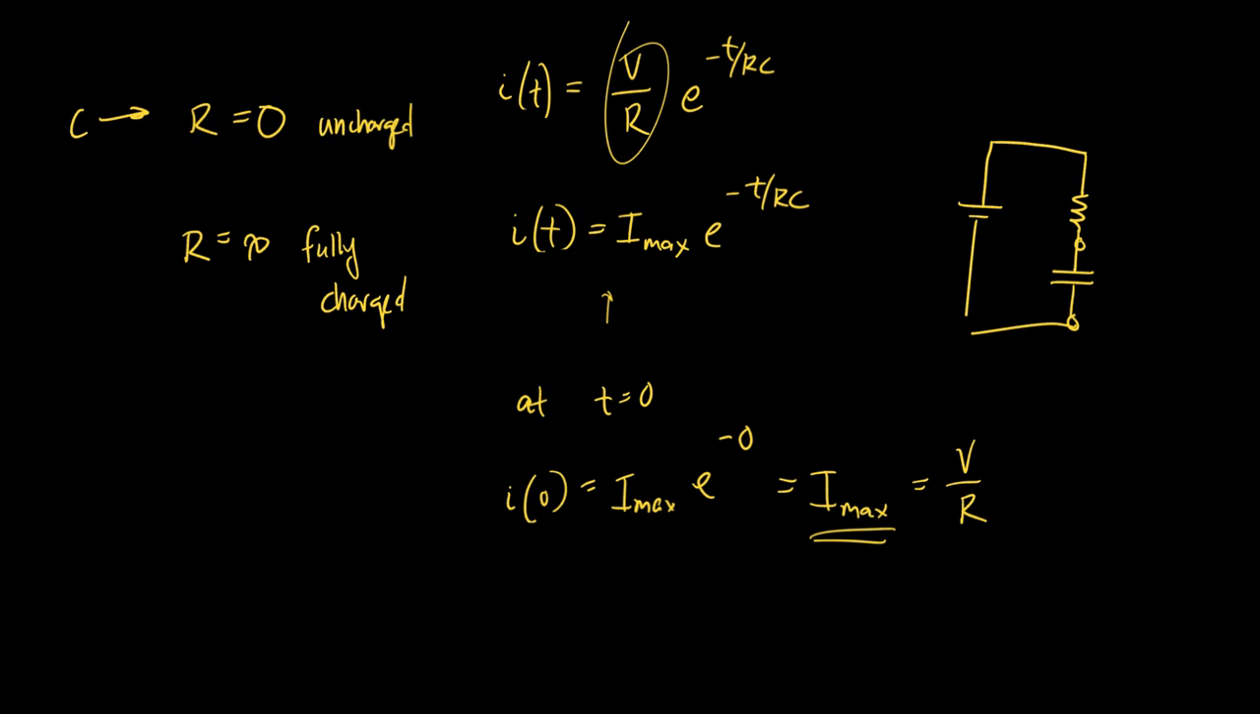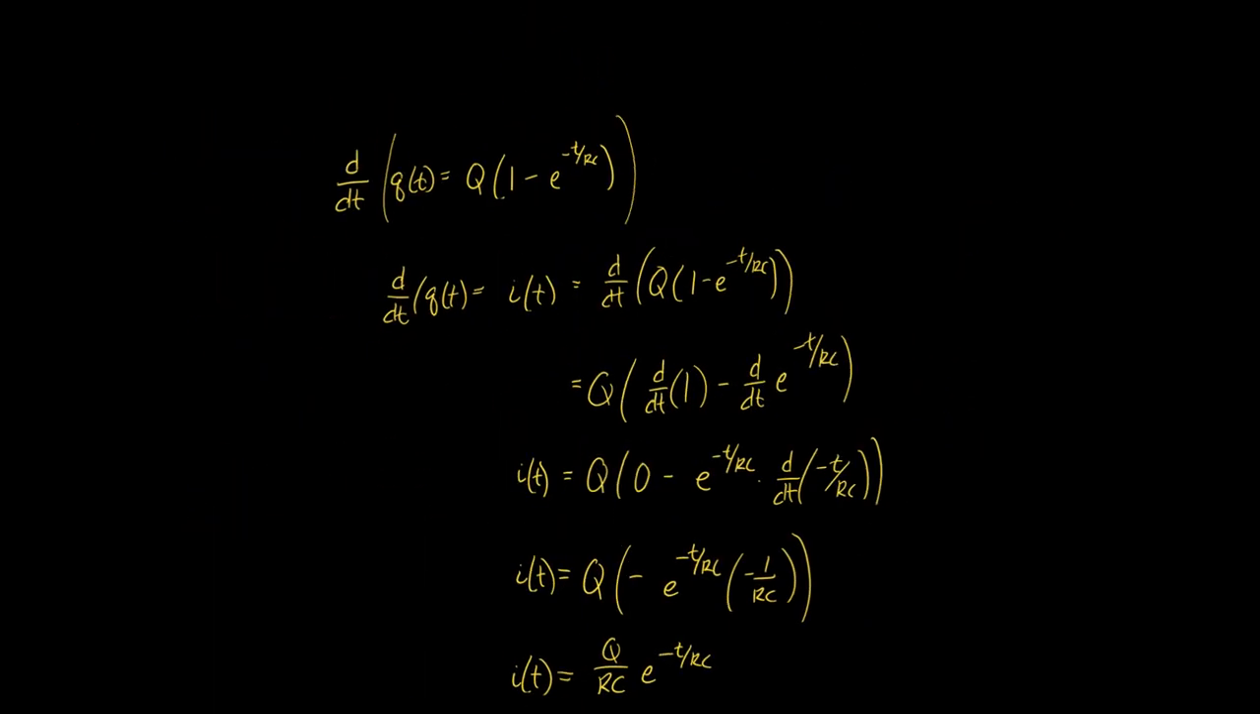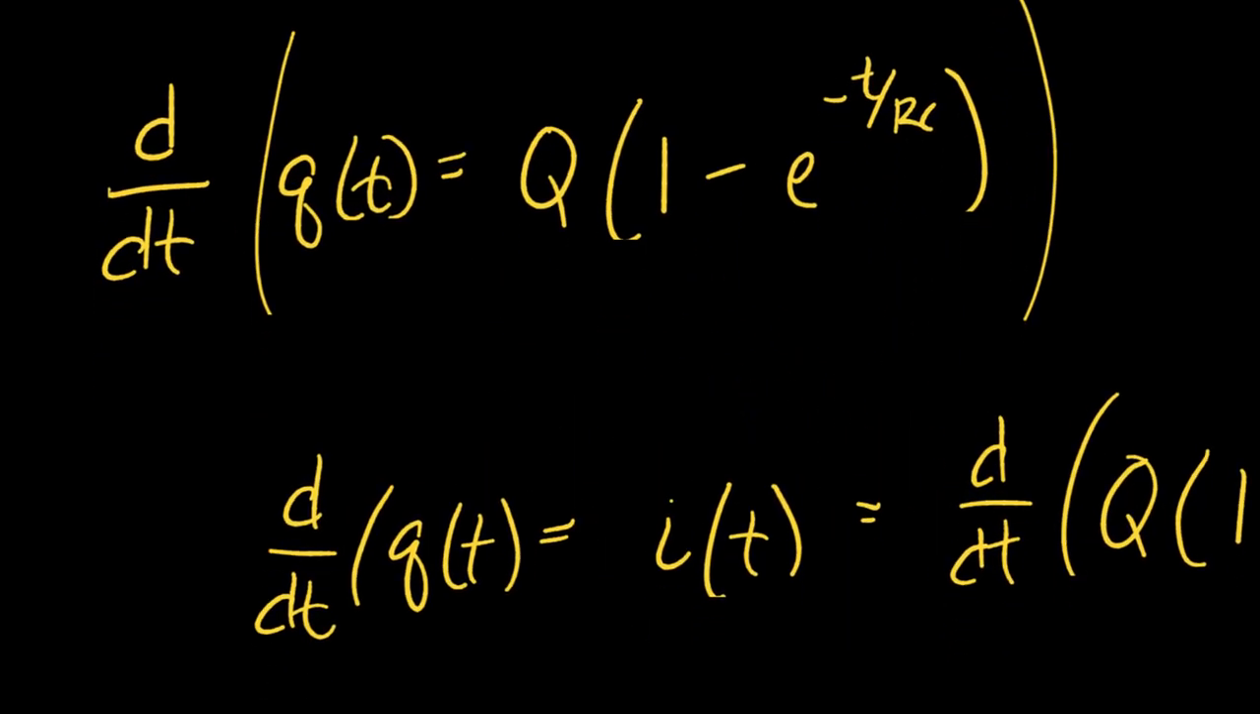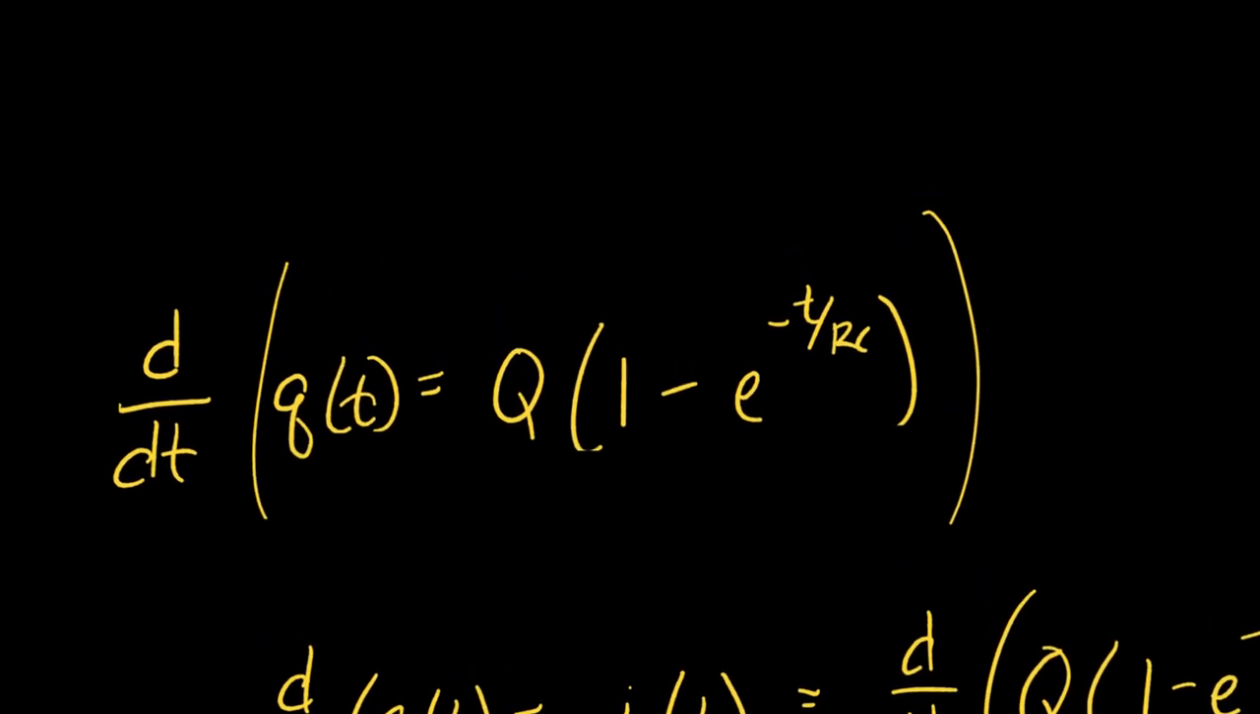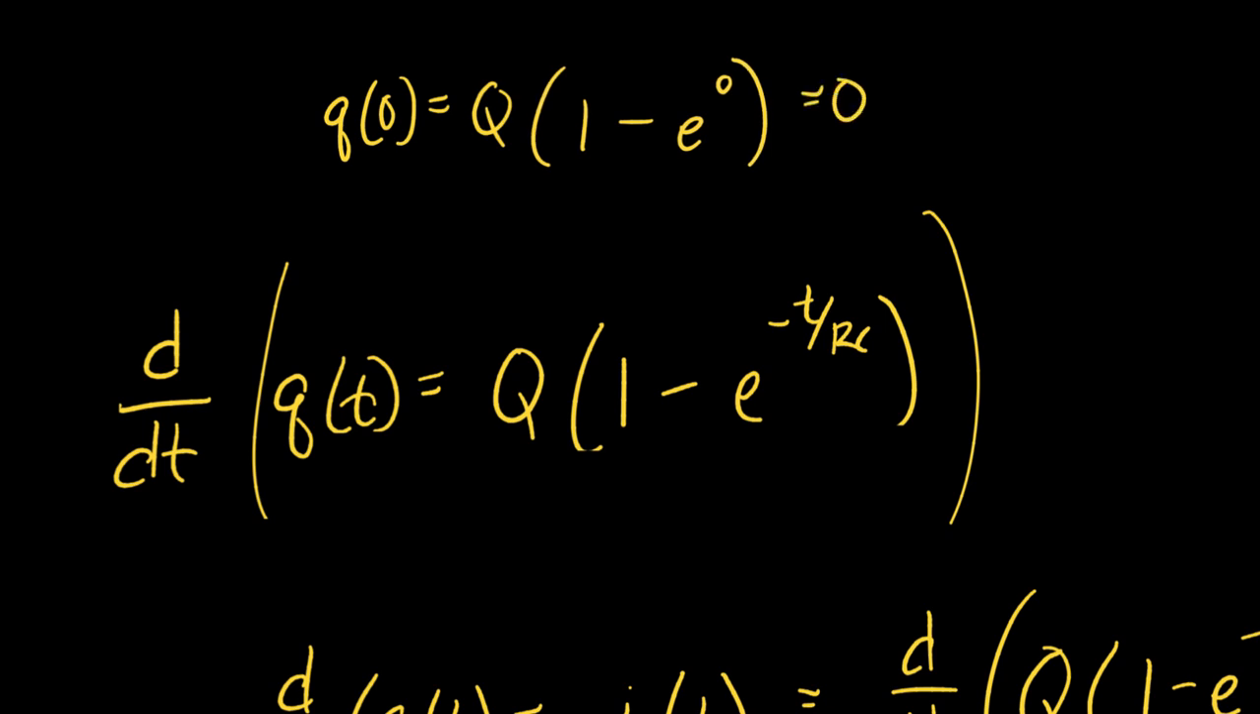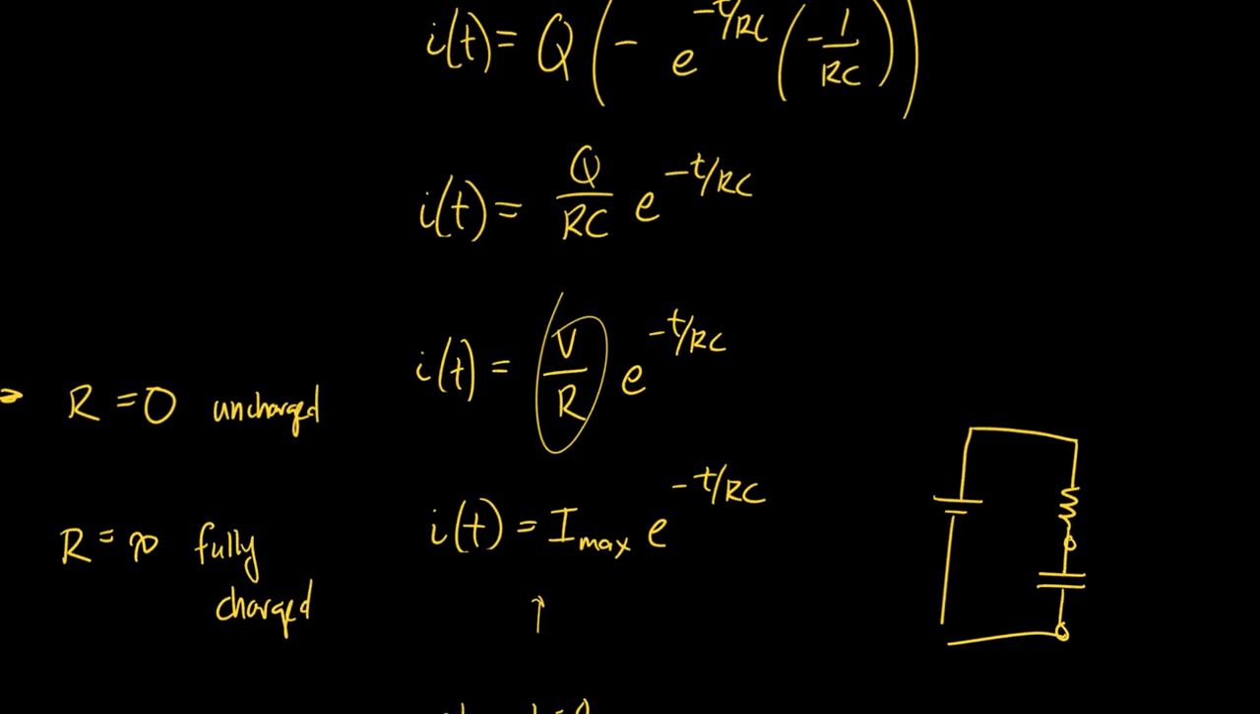We know it's uncharged because if we go back to our original function way over here, what is the charge in our system at time 0? Well, let's put it in. Q of 0 equals Q times 1 minus e to the 0. What is e to the 0? 1. 1 minus 1 is? So this is 0. No charge at time equals 0. Good? So all the parameters are working out for us.